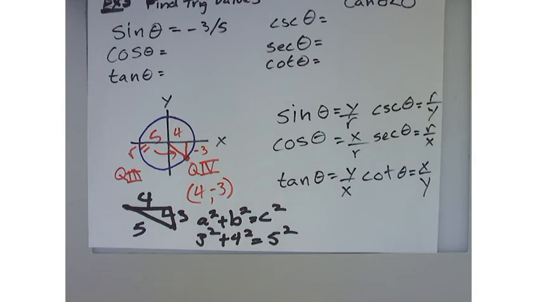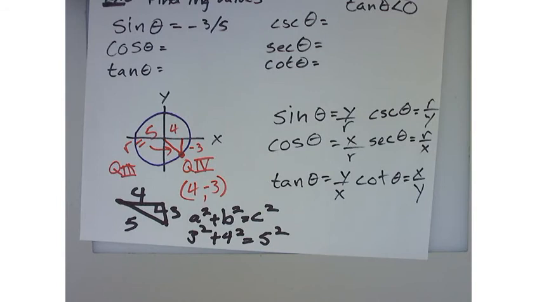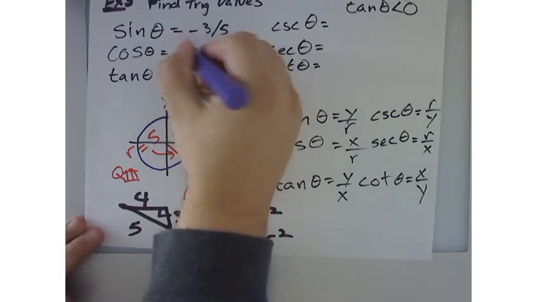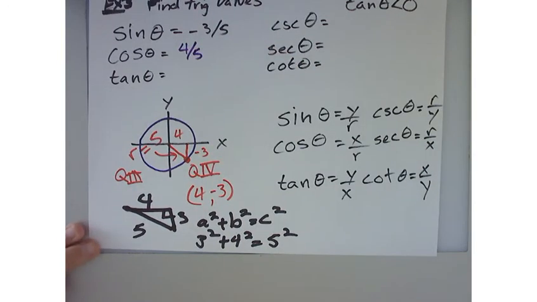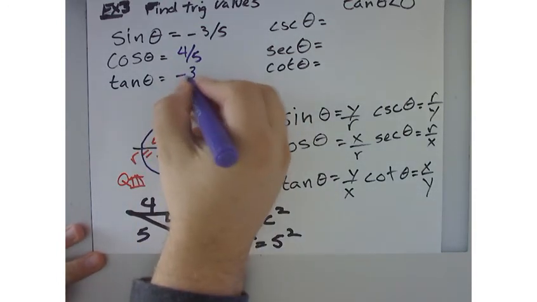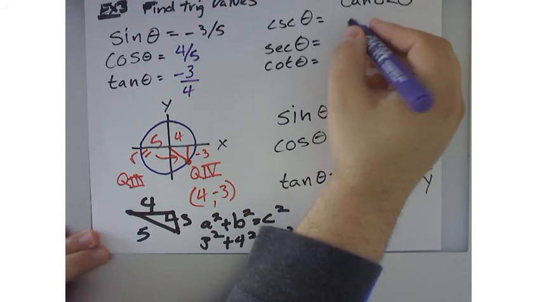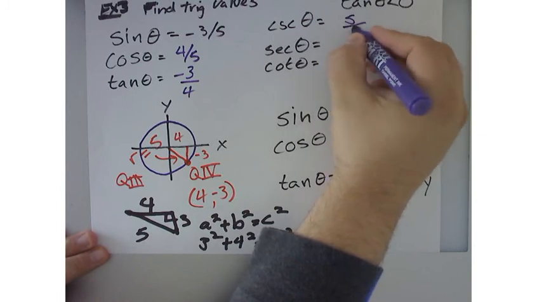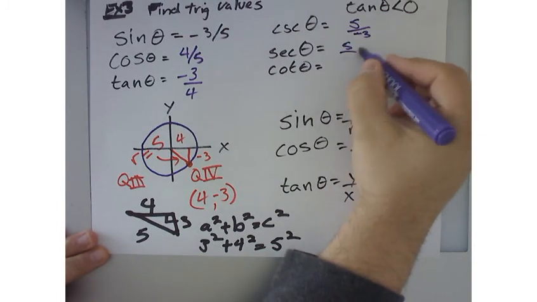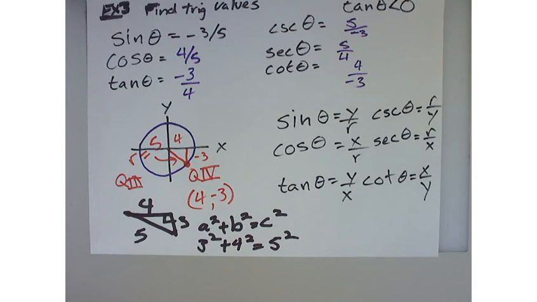So now that I have my right angle triangle, I can just fill in according to the y, r, x stuff. What is cosine then? It's x over r, so my x is 4, my radius is 5. Tangent is y over x, so that would be negative 3 over 4. And then these are just going to be the reciprocals. So this would be 5 over negative 3. The next one would be 5 over 4. And the next one would be 4 over negative 3. Ta-da! That was easy.